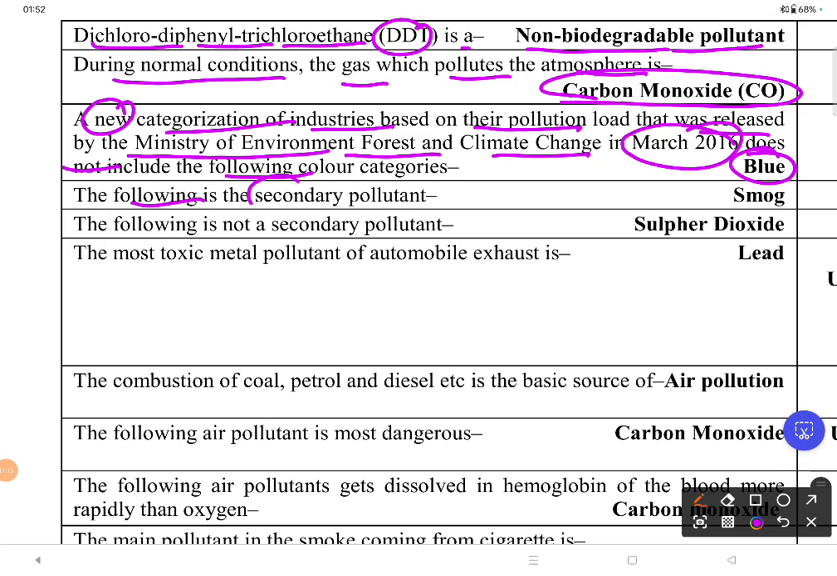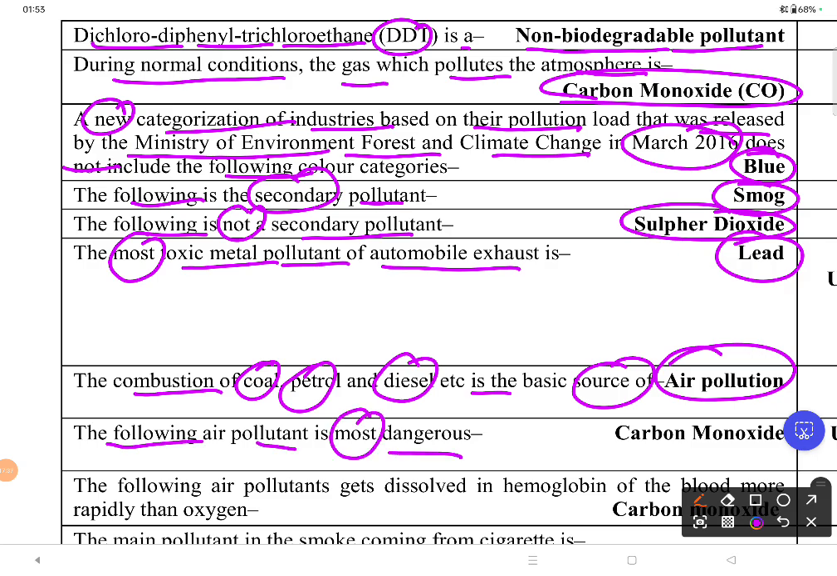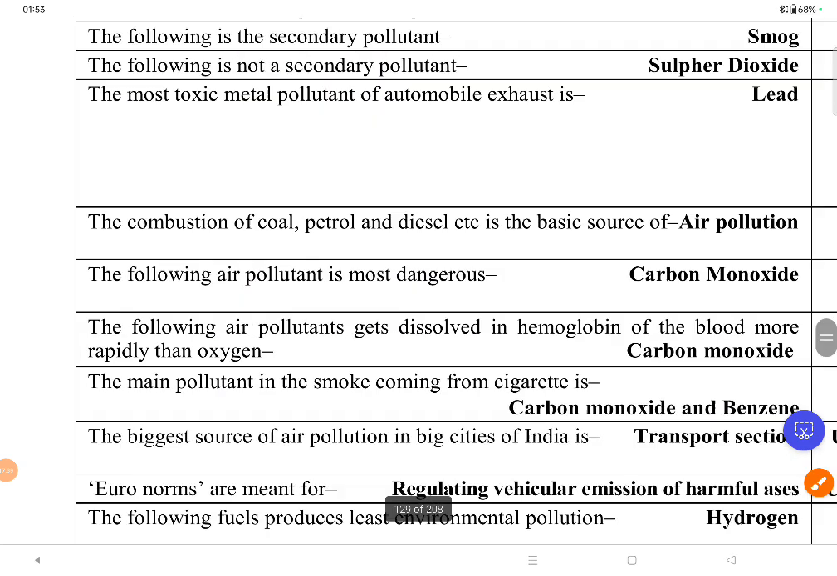The following is a secondary pollutant: smog. The following is not a secondary pollutant: sulfur dioxide. The most toxic metal pollutant of automobile exhaust is lead. The combustion of coal, petrol, diesel, etc. is the basic source of air pollution. The most dangerous air pollutant is carbon monoxide.